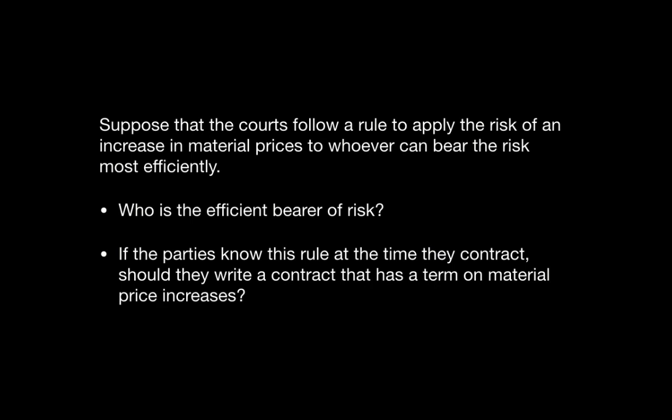Let's return to our example of Allison and Betty. Suppose that the courts follow a rule to apply the risk of an increase in material prices to whoever can bear the risk most efficiently. First off, who is the efficient bearer of risk? The efficient bearer of risk in this example is Allison. That is because she is in the best position to be able to respond to the risk.